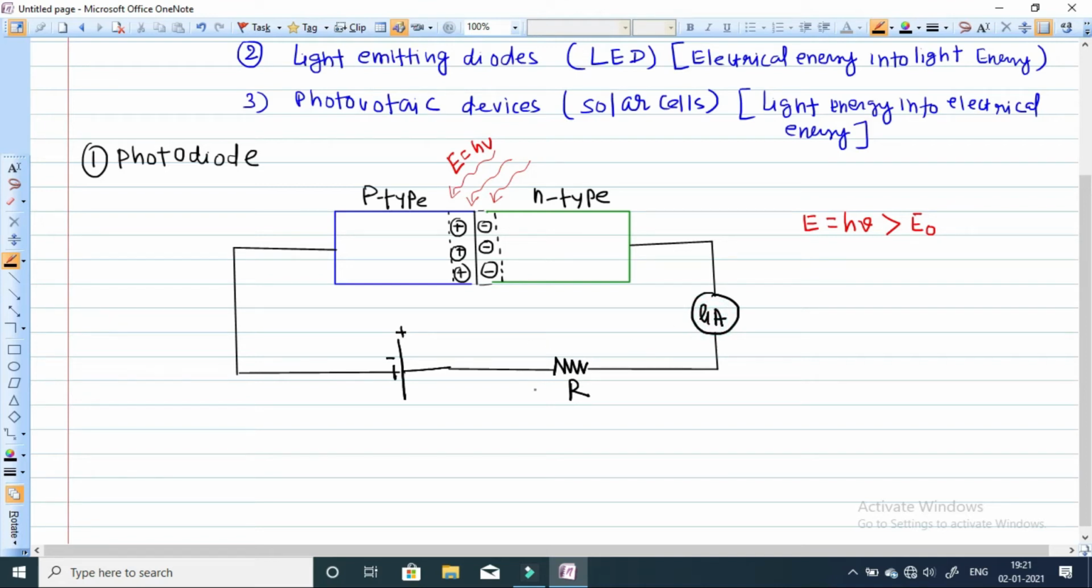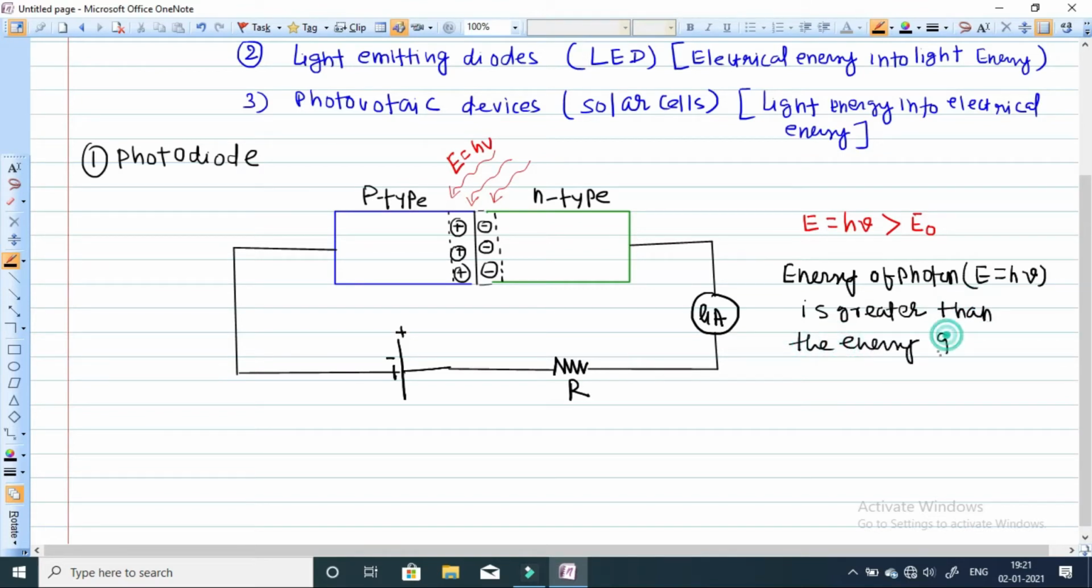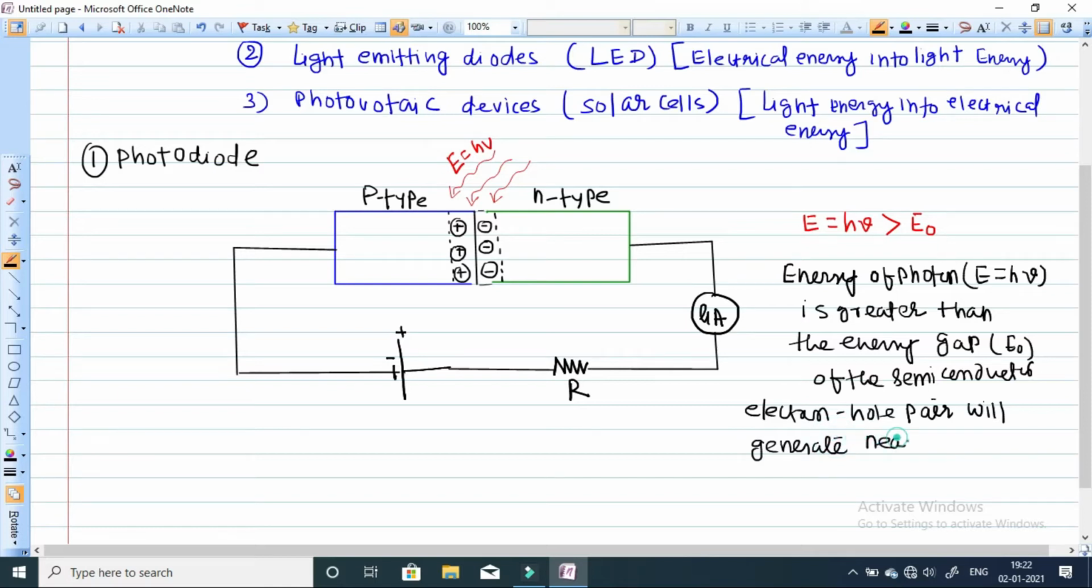So simply what will happen when the energy of the photon or light, represented by E equals h nu, where nu is the frequency of the radiation, is greater than the energy gap E naught of the semiconductor? Then an electron hole pair will be generated near the junction. And if you connect a biasing cell or battery there, then what will happen?